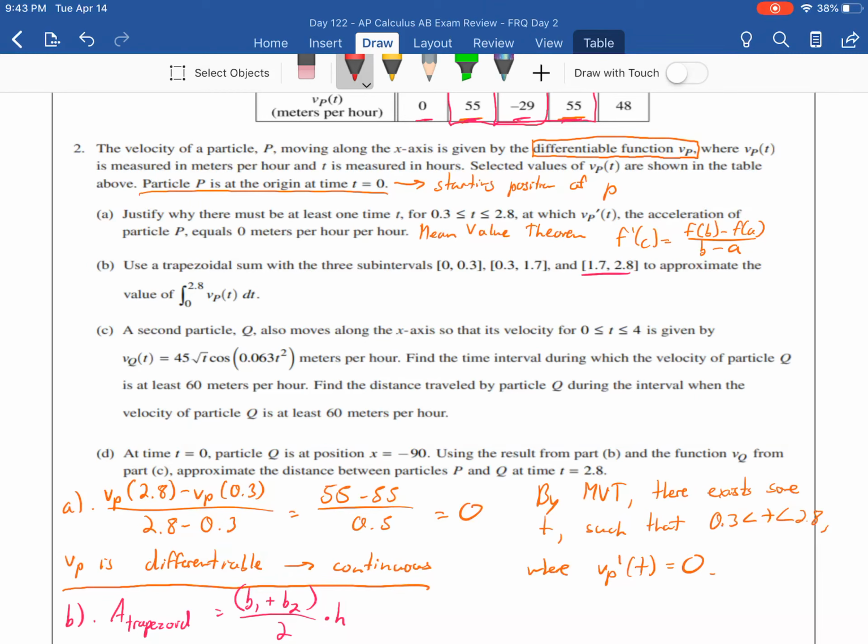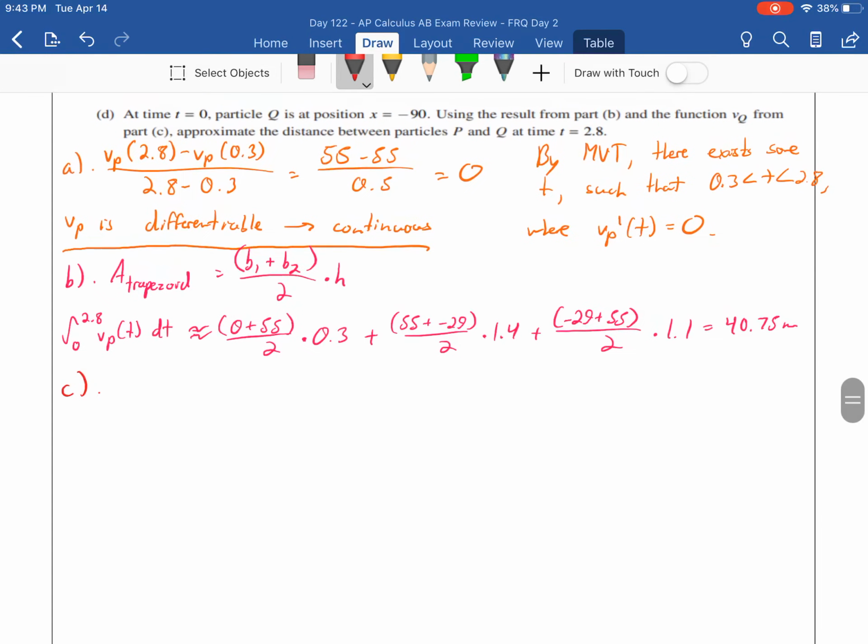First question, find the time interval when the velocity is at least 60 meters per hour. So that's our first question. We're trying to find when the velocity of particle Q is at least 60 meters per hour. So I wrote it as greater than or equal to 60.